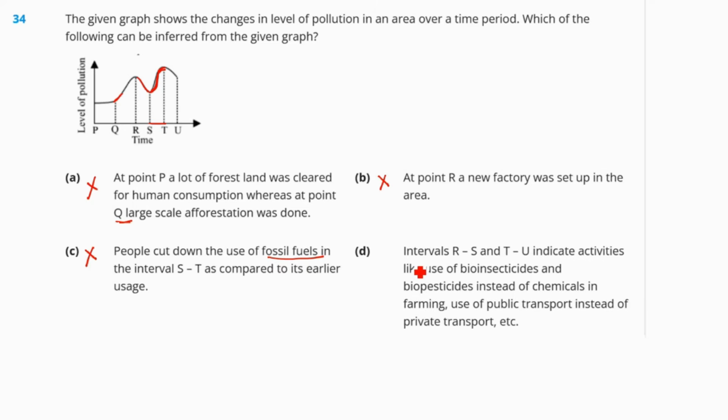Option D says interval R to S and T to U indicate activities like use of insecticides and biopesticides instead of chemicals in farming, use of public transport instead of private transport. Let's see. R to S, yes, there is a decline, and T to U, yes, there is a decline again. So, yes, this statement is the correct answer.